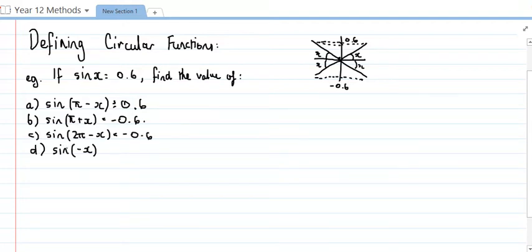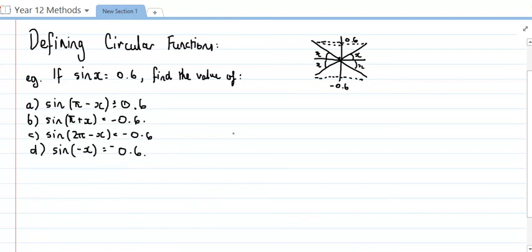The last one, sine of negative x, that's starting at 0 and then going back through an angle of x. So start at 0, go backwards x, and we end up with that same y value again of negative 0.6. And we're done. Now that's everything for exercise 6b in the textbook.